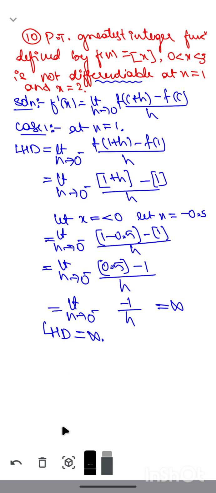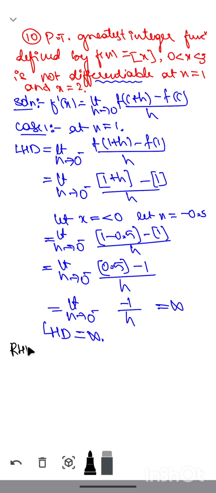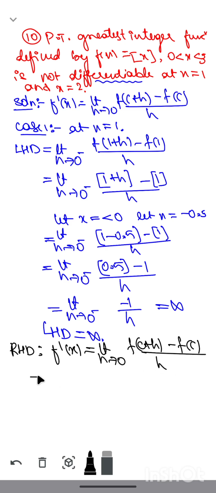Now when I move to the right hand derivative, let us see what we will get. The right hand derivative, same procedure we follow, and let us see what answer we will obtain. That is f dash of x is equal to limit h tends to 0, writing the formula once, of f of c plus h minus f of c whole divided by h. Now at x is equal to 1 we are finding, so f of 1 plus h minus f of 1 whole divided by h.